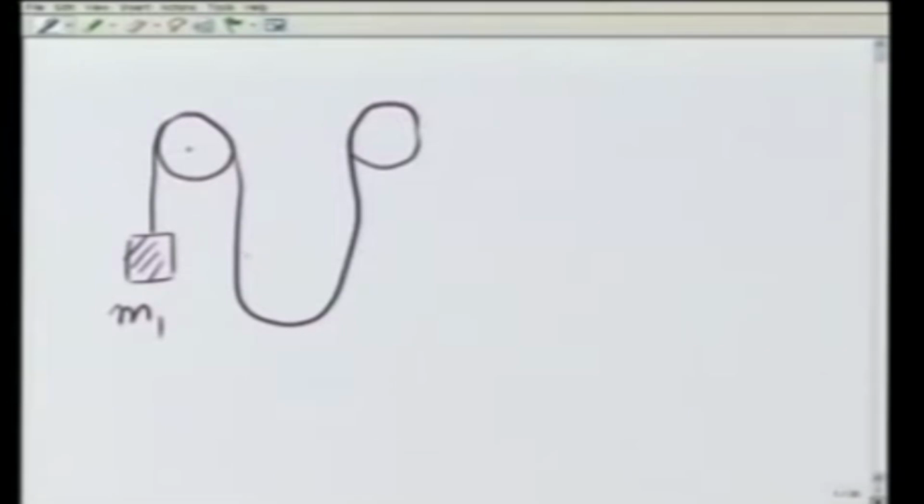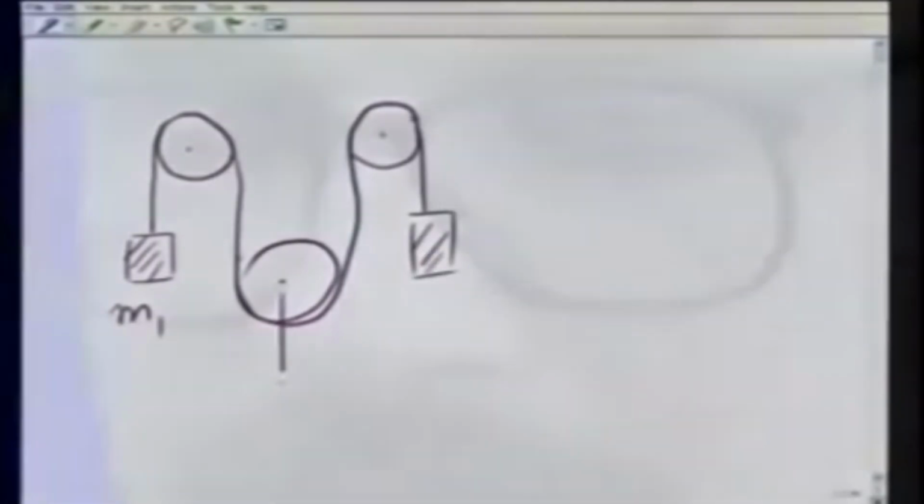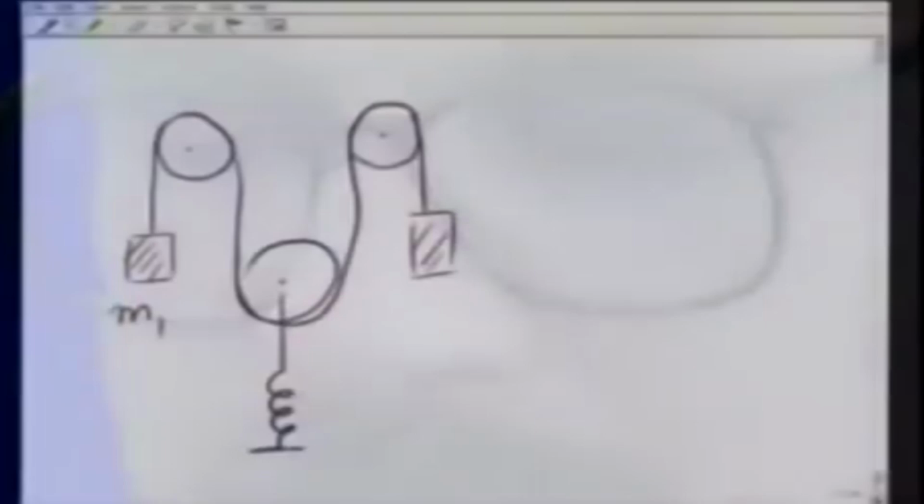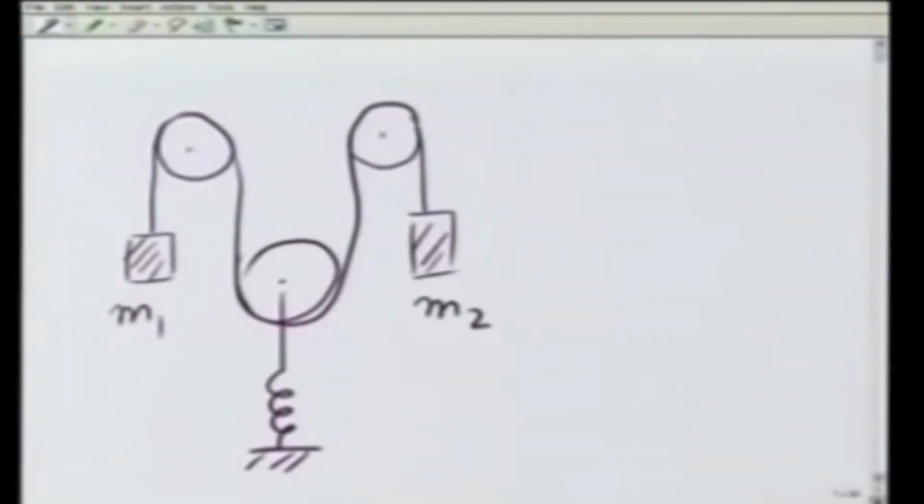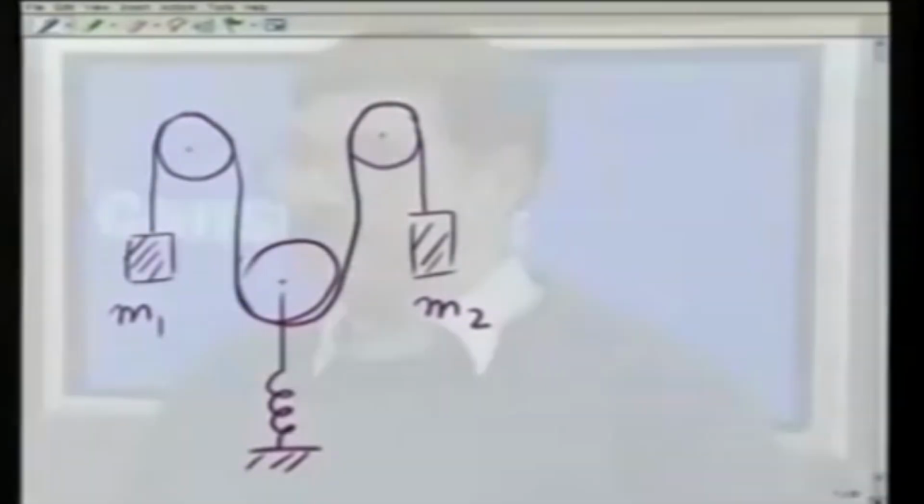Let me again attach 2 masses with a pulley, let it go like this, except that now I will attach a spring to this mass. I would like you to set up the equations for this and solve them using the methods that we have learnt so far.